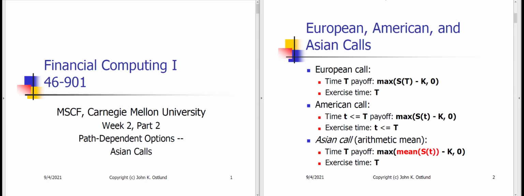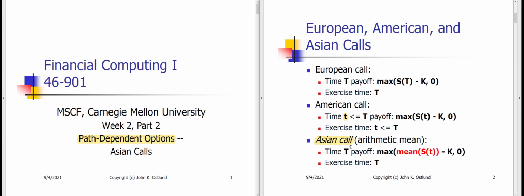As another example of using simulation to price options, I'm going to introduce here what are called Asian options. Asian options are an example of what are called path-dependent options. That is, a characteristic of the European options and the American options is that we only needed to look at the underlying stock price at the exercise time, either the final time in the case of a European call, or possibly some early time in the case of the American call, an American put.